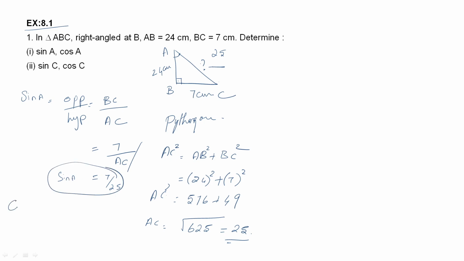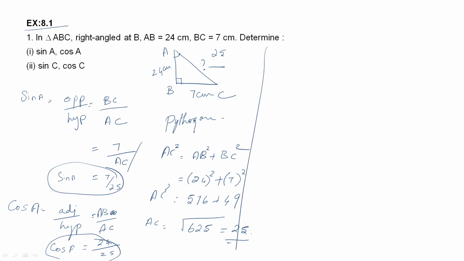So likewise you can find cos A. Cos A is what? Adjacent by hypotenuse. Okay, cos A is adjacent by hypotenuse. What is adjacent side? Sorry, for cos A, angle A is here. Adjacent side is AB. AB by AC. So this will become 24 by 25. So this is the answer for the second one.